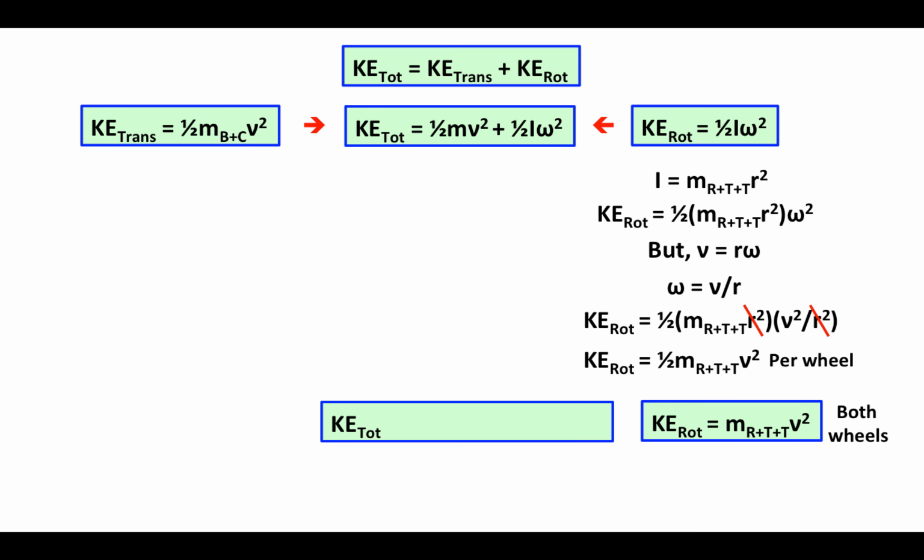So let's again fill in this box and see if we can come up with something simpler than what we had above. We add together the translational component and the rotational component. Notice that there's no 1/2 in front of the mass of the rotational component because that represents both wheels. Here I just factor out velocity squared, and I get 1/2 the mass of the bike and cyclist plus the mass of the rim, tire, and tube, all multiplied by velocity squared.